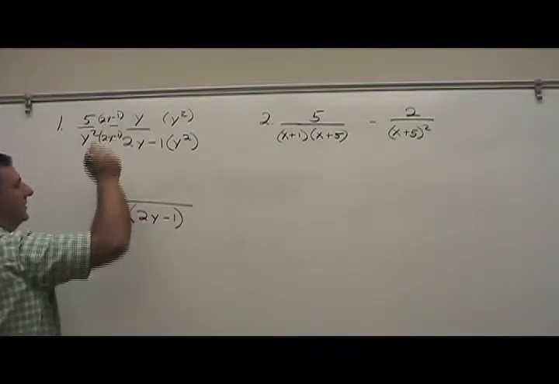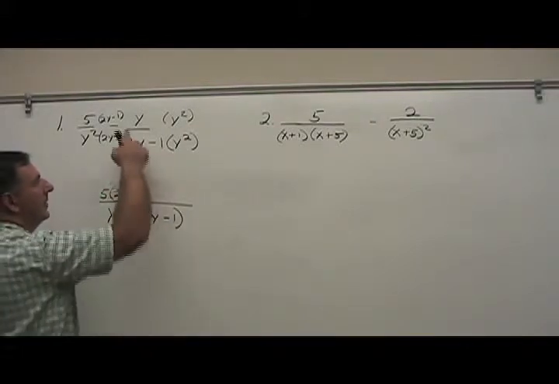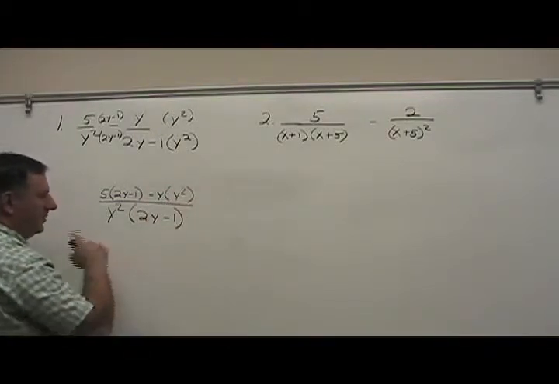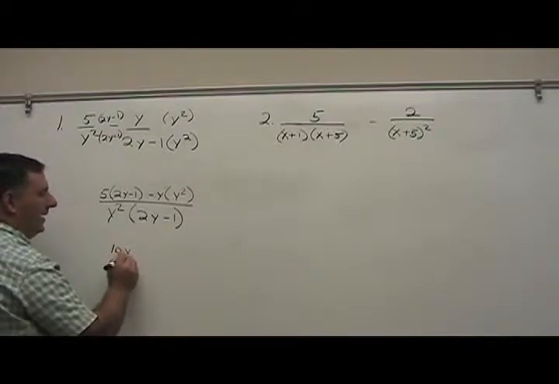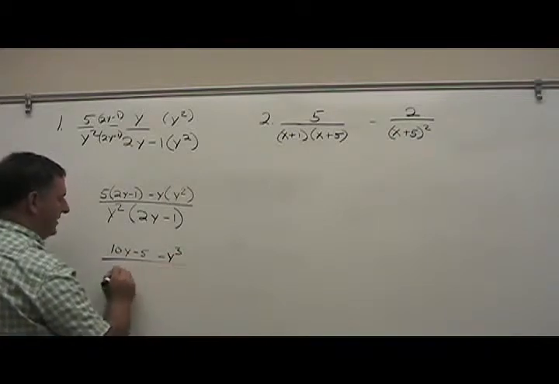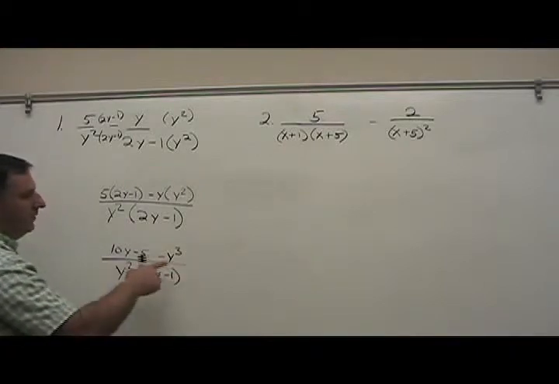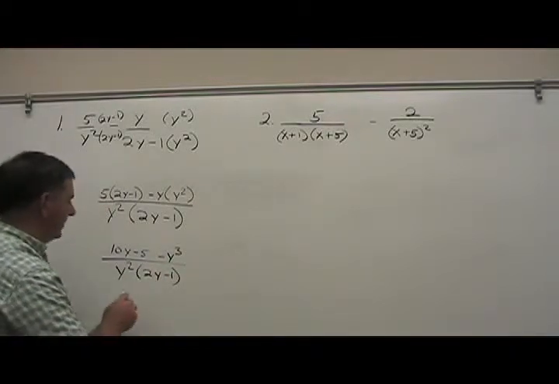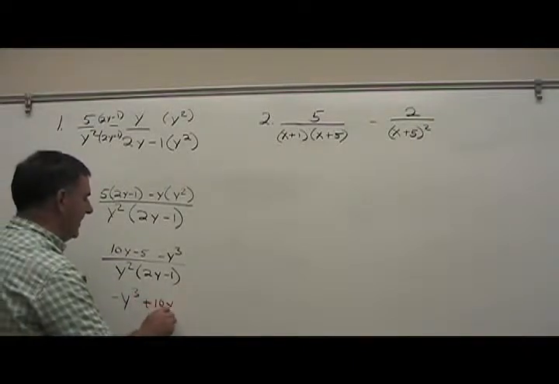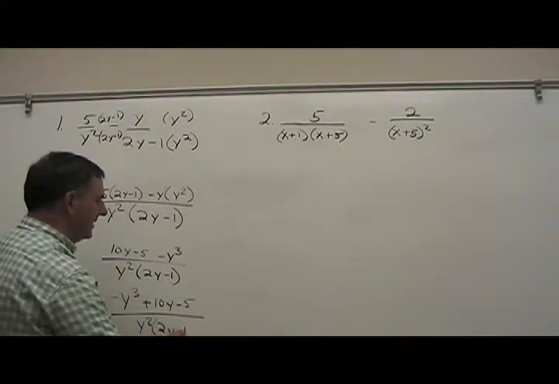In the numerator, we'll still need to multiply these out, but we have 5 times 2y minus 1 minus y times y squared. If we multiply these out, we end up with 10y minus 5 minus y cubed, all over that denominator, y squared times 2y minus 1. And we'll want to write this now in order. So we'll have minus y cubed plus 10y minus 5 divided by y squared times 2y minus 1.